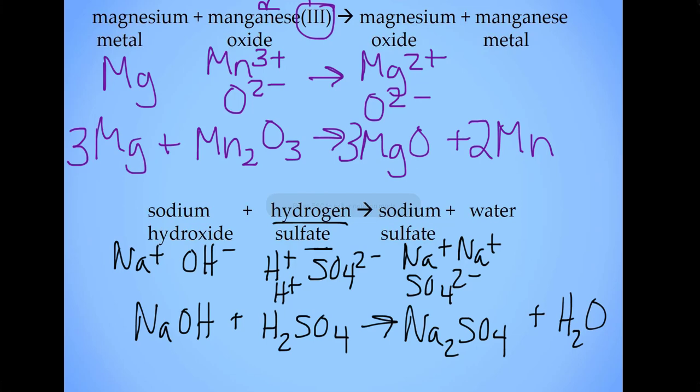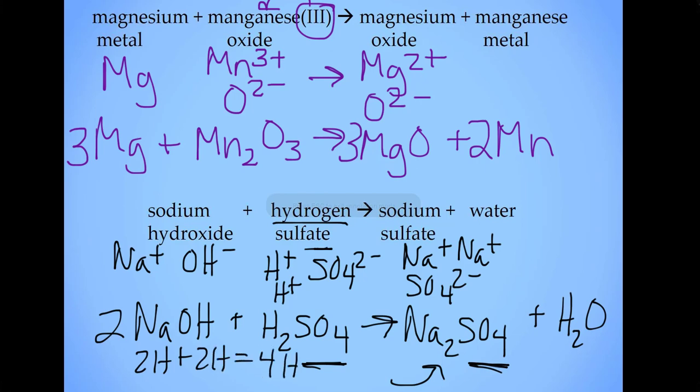So let's see if it's balanced. So I see 2 sodiums there, so I'm going to put a 2 in front of there. And let's see what else we have. It looks like our sulfate stays together, so I have 1 sulfate on each side. And then on our hydrogens, let's count our hydrogens. So we have 2 hydrogens plus 2 hydrogens. I have 4 hydrogens total. And over here I only have 2 hydrogens, so I'm going to put a 2 in front of there. That will give me my 4 hydrogens.